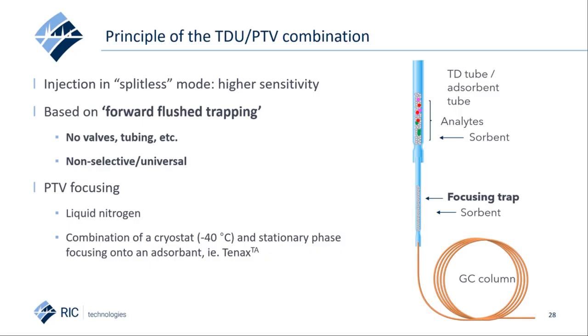When we want to do trace level VOC analysis with DHS, splitless injection is a must. The highly inert thermal desorption PTV combination without the use of valves, tubing or, shortly, without any transfer lines or interfaces, ensures complete transfer of the target volatiles. Even more, based on its forward flushed trapping principle in the injector, equipped with a very narrow, normally also Tenax filled liner, the trapping here is non-selective, so universal, meaning that complete unknown VOC screening is perfectly possible.